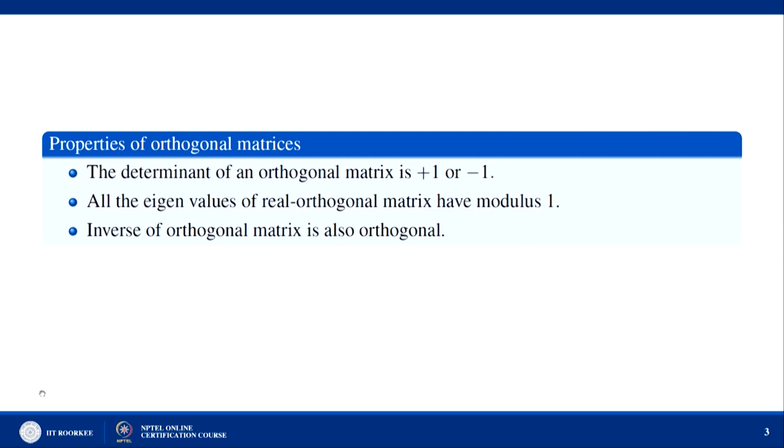Now, all eigenvalues of a real orthogonal matrix have modulus 1. What does it mean and how can we prove it? You can take any orthogonal matrix with real entries and its eigenvalues always have modulus 1. This is very easy to verify. The definition of an orthogonal matrix is A into A transpose equal to identity, and it is also equal to A transpose A.